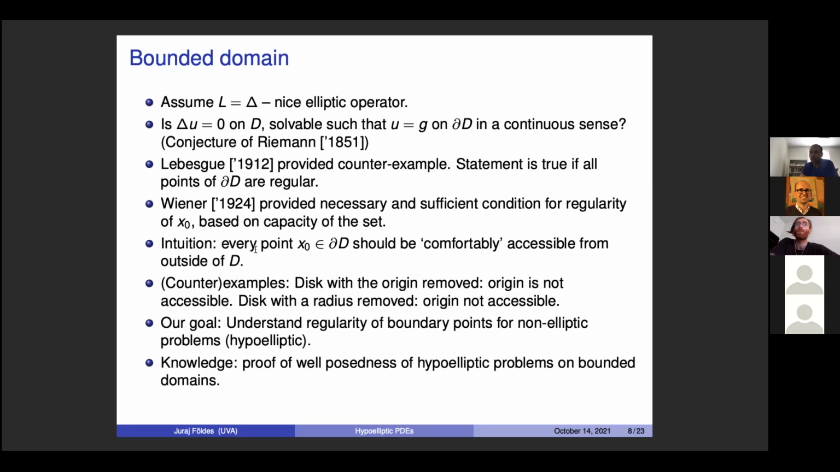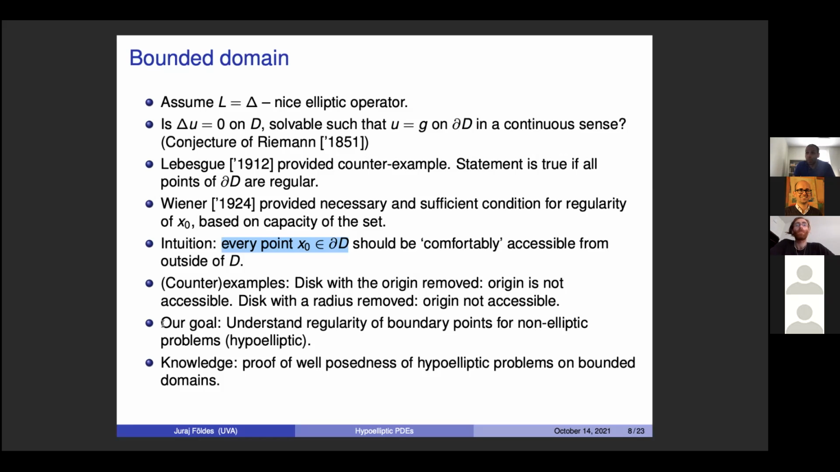It's not completely clear what the geometric meaning of this Wiener condition is and so on and so forth. The intuition pretty much is that every point on the boundary is going to be regular if you can comfortably access it from outside of the domain. And what comfortable means, I'm not going to define right now. So, for example, the counterexamples: you take a disk and remove the origin, and of course, you cannot access it from the outside of the domain, so you shouldn't really prescribe the boundary condition at the origin. Or you take the disk and then remove a radius, and again, you shouldn't be imposing any boundary condition on this segment, because this is not a true boundary.